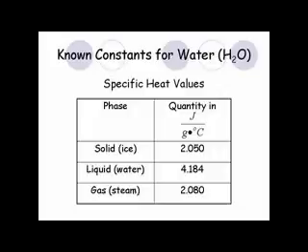So specific heat values for water depend on the phase. In solid ice, the specific heat is 2.050 joules per gram times degree Celsius. For liquid water, it's 4.184 joules per gram times degree Celsius. And finally, for water as a gas or steam, it's 2.080 joules per gram times degree Celsius. When you look at these values, it tells us that liquid water requires much more heat, twice as much heat in fact as ice, to change its temperature. And the same with steam, that liquid water takes twice as much heat added or removed to change its temperature by 1 degree.